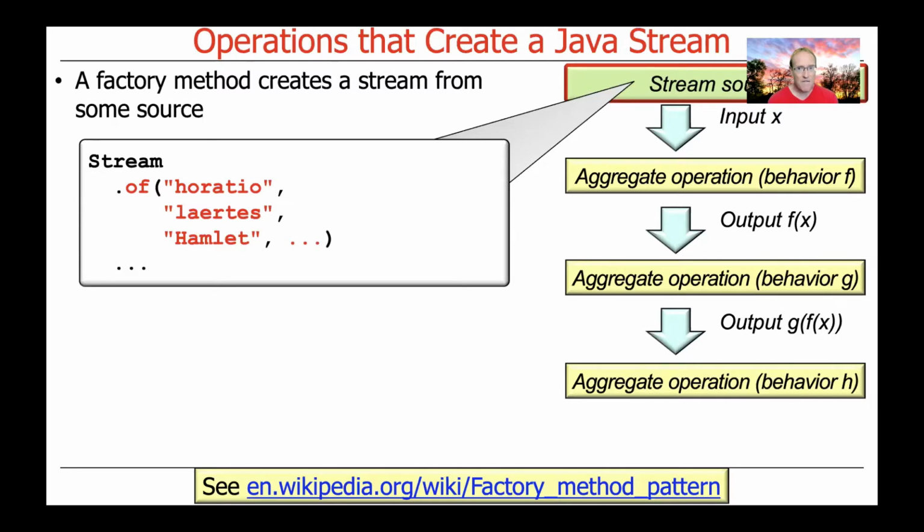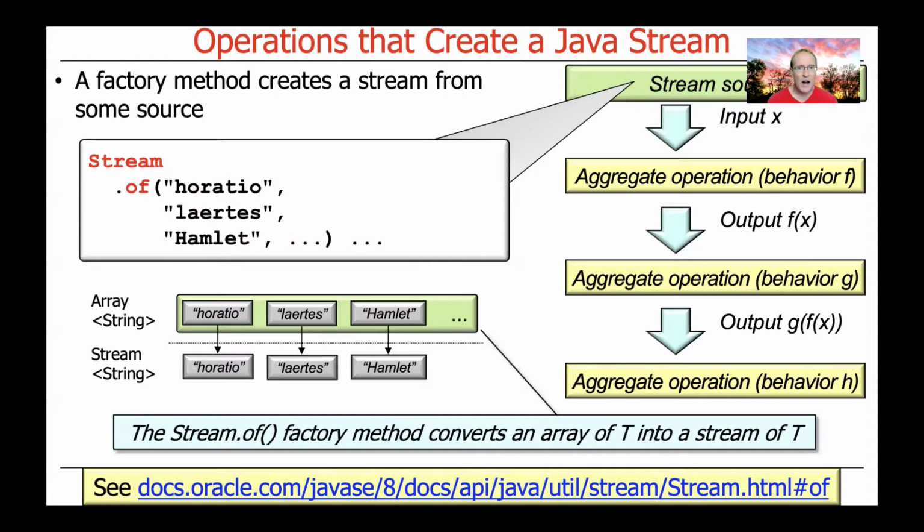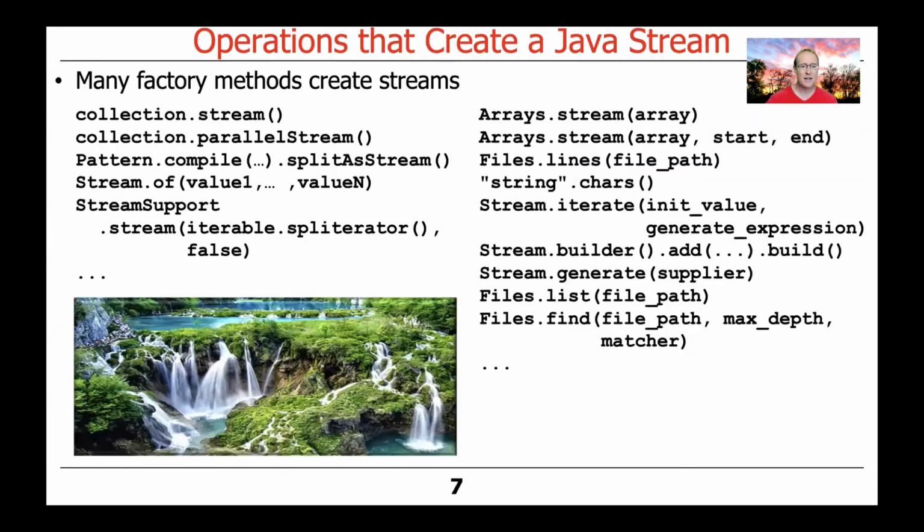This is the of factory method, and you use the of factory method to convert an array of elements of some generic type T into a stream of elements of some generic type T. In this particular example, we're going to start out with an array of strings for the characters in Hamlet, and then we're going to turn that into a stream of strings. So the array of Horatio, Laertes, Hamlet, Gertrude, Claudius, Ophelia, those things get turned into a stream of these strings. And that's one thing you can do, and of can be used to do that.